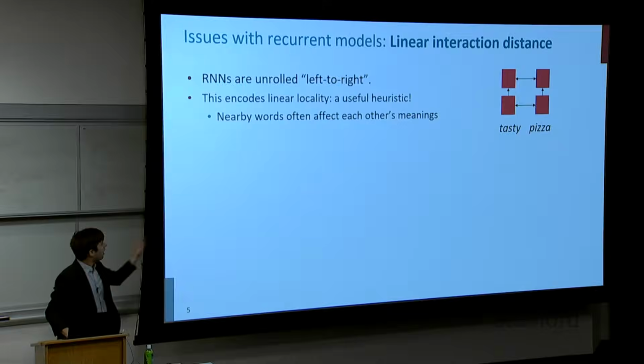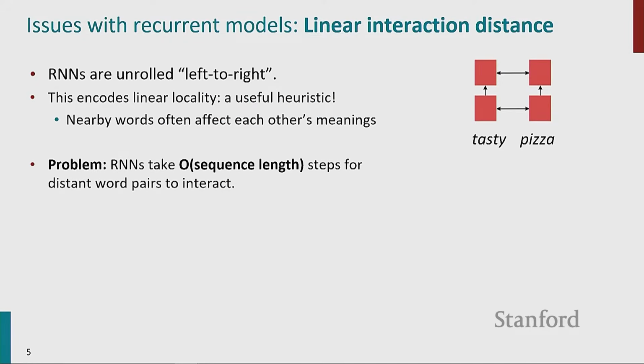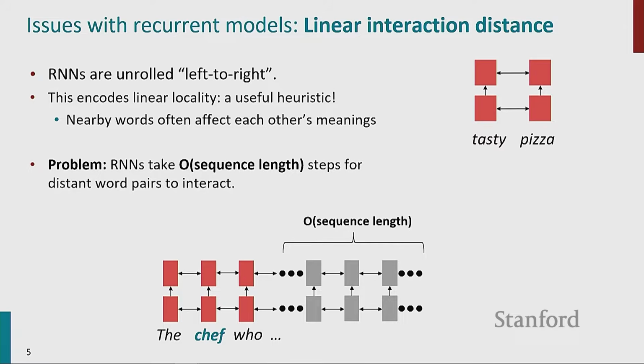So nearby words do often affect each other's meanings, but you have this problem where very long distance dependencies can take a very long time to interact. So if I have this sentence, the chef, so those are nearby, those interact with each other. And then who, and then a bunch of stuff. So like the chef who went to the stores and picked up the ingredients and loves garlic.